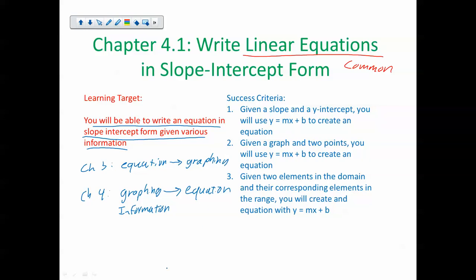of a line. Success criteria here is, given a slope and a y-intercept, you will use y = mx + b to create an equation. Given a graph and 2 points, you will use y = mx + b to create an equation. And given 2 elements in the domain and their corresponding elements in the range, that one's a mouthful, you will create an equation with y = mx + b. Basically, given 2 x's and given 2 y's, you'll be able to create an equation with y = mx + b. The vocabulary here is all set in that functions that we've been talking about a lot in chapter 2 and 3, actually. That's the purpose of today.